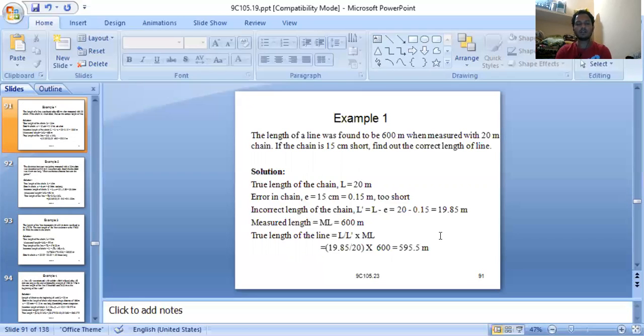Therefore, incorrect length L dash is equal to 19.85 meters, which is 0.15 meter lesser than the standard length 20 meter. We already know the formula for true length, which is L dash by L into measured length, where L dash is 19.85, L is 20 meter, and measured length is 600 meters. Substituting these values to get the answer. So we have true length as 595.5 meters.